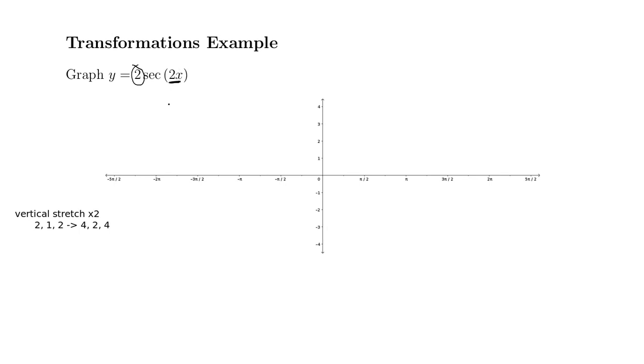And then this one, we've also got a horizontal shrink, I guess you could call it, or it's a stretch, but we're going to be multiplying by the reciprocal, times half. So that's going to change our period of these things. Our period normally was 2 pi, so now our period is going to be pi, or really what I'm going to say is the space between the vertical asymptotes. It used to be pi, now it's going to be pi over 2.